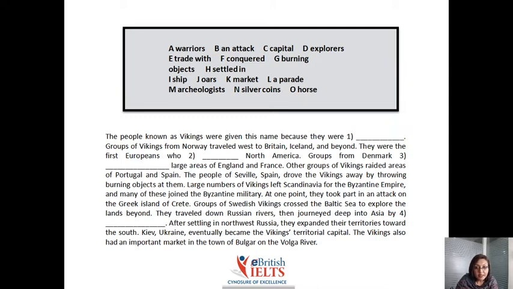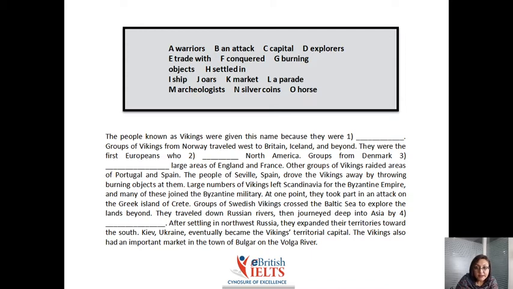Now moving on to the second sentence, they were the first Europeans who gap then North America. What's the key word here? It would be North America. I'm looking for a verb here. They were the first Europeans who did what in North America? So if I look at the list of words before going to the passage, what fits in grammatically is probably they conquered North America or they settled in North America. It could be either of those two.